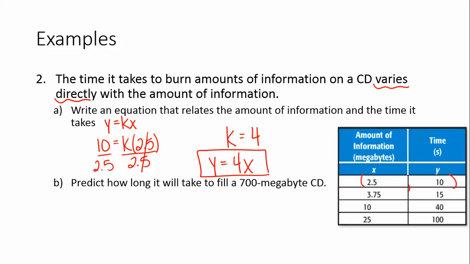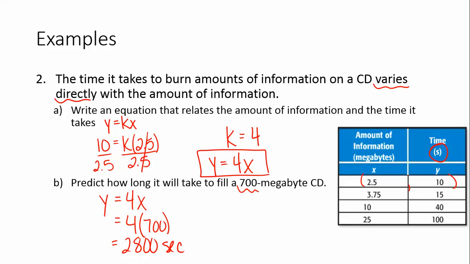Finally, I want you to predict how long it's going to take to fill a 700 megabyte CD. So now we're told the x value. We know the constant of variation k, but what we don't know here is y. So I'm going to write our equation y equals 4x, and we want to know 700 megabytes. That's going to be our x. So 4 times 700 is going to equal y, or 2800, and pay attention to what the y is in: seconds. It's going to take 2800 seconds for you to fill a 700 megabyte CD.